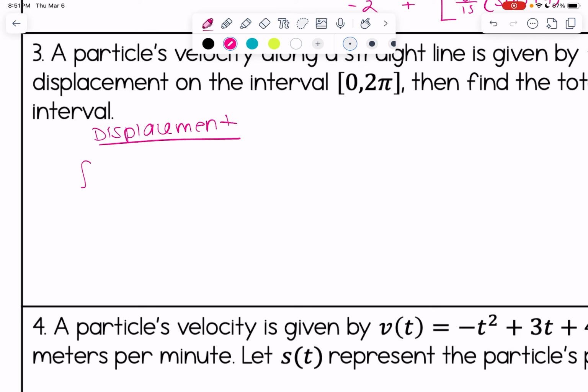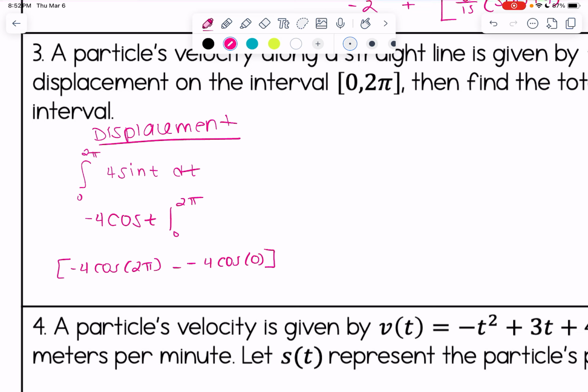So for displacement, our bounds are 0 to 2 pi, that's given to us, and we said displacement can be found by integrating the velocity function. So by integrating 4 sine t dt in this case. When I take the antiderivative, I'm going to get negative 4 cosine t and evaluate that from 0 to 2 pi. And now I'm going to plug in my bounds using, again, that fundamental theorem of calculus that we saw in the previous problem. And when I simplify all this, I'm going to get 0.